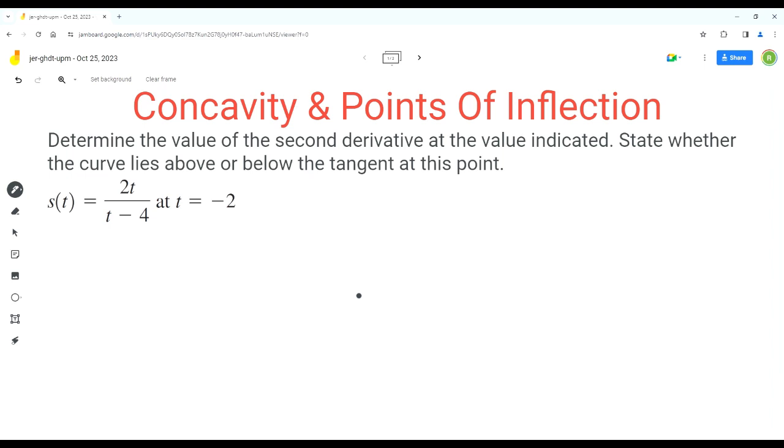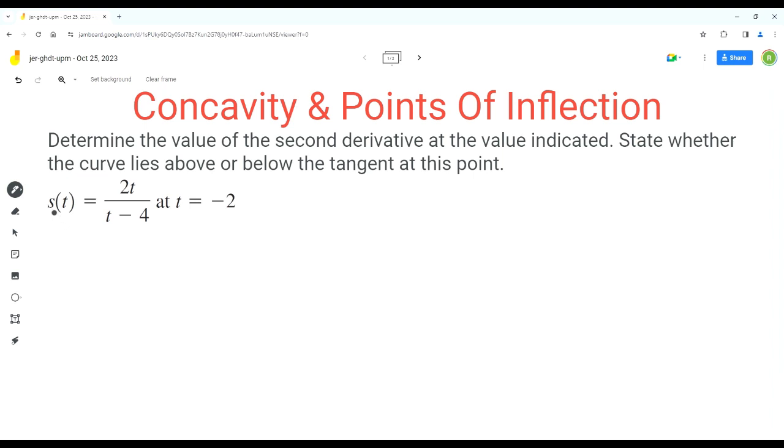So in this video, we'll solve this problem using the concepts of second derivative. As per the problem, determine the value of the second derivative at the value indicated. State whether the curve lies above or below the tangent at this point. We are given the function s of t equals 2t over t minus 4, and we have to find the value of the second derivative at t equals -2.